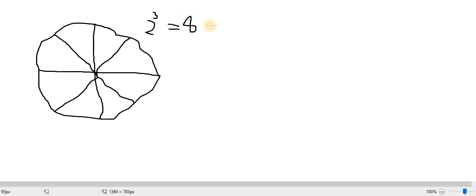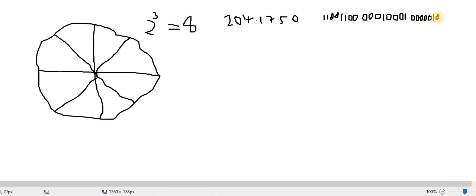Alright, now if we change the given IP address, which is 204.17.5.0, to binary, we will have 11001100 dot 00010001 dot 00000101. 5 is 101, so we are adding 5 zeros to make it 8 bits, and the last octet is all zeros.